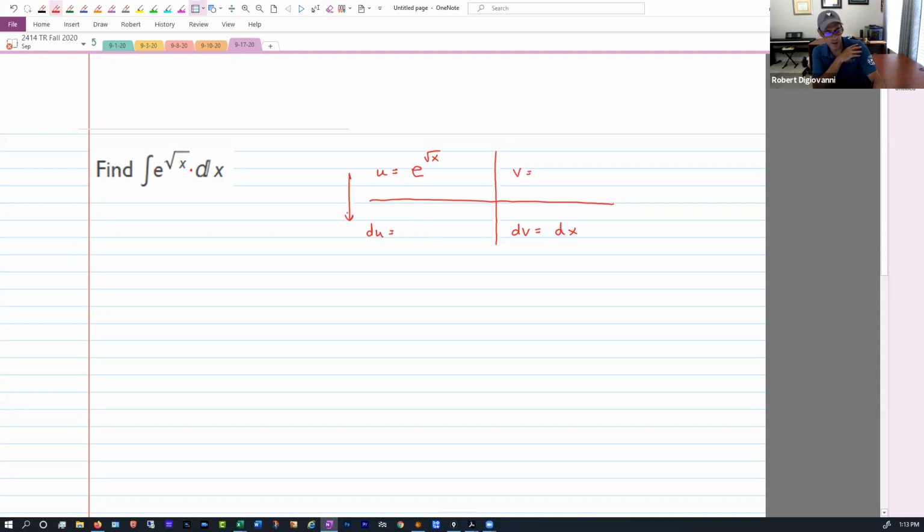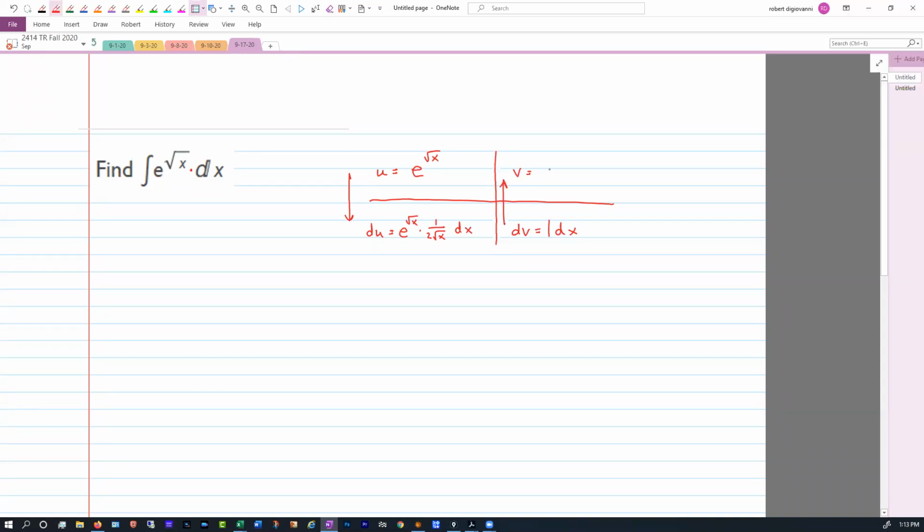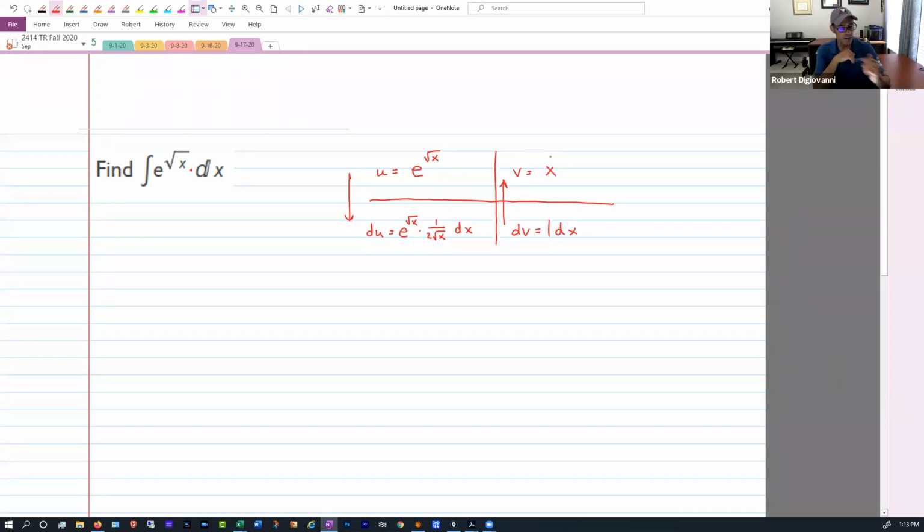So I'm going to differentiate down. The derivative of e to the root x is itself, times the derivative of the square root of x, you can't forget that, and then dx. And then you have to do the other one, you have to integrate. So you integrate 1, and the antiderivative of 1 with respect to x is x. This doesn't look very nice, but we can still do it. We can still at least set up uv minus the integral of v du. So that should become uv, which is going to be x times e to the root x, minus the integral.